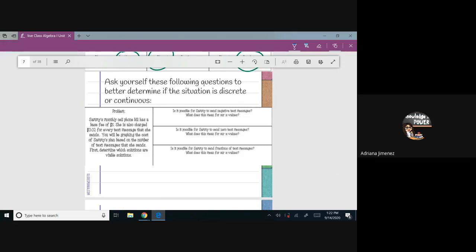Okay? So anytime you see the word every, per, or each, the word after it is going to be your X. And that tells you your domain. Remember, the domain is the most important thing when it comes to word problems to figuring out if it's going to be discrete or continuous. So a text message is your X. So you have to ask yourself, is it possible for Tammy to send negative text?